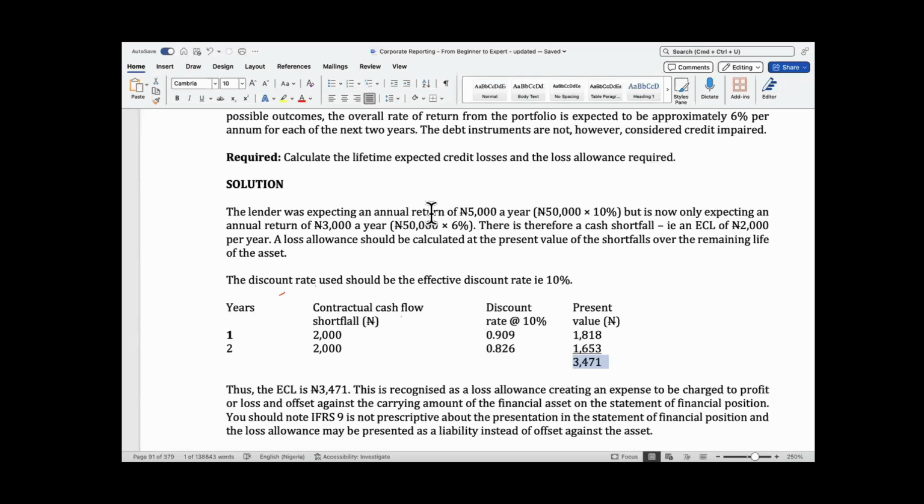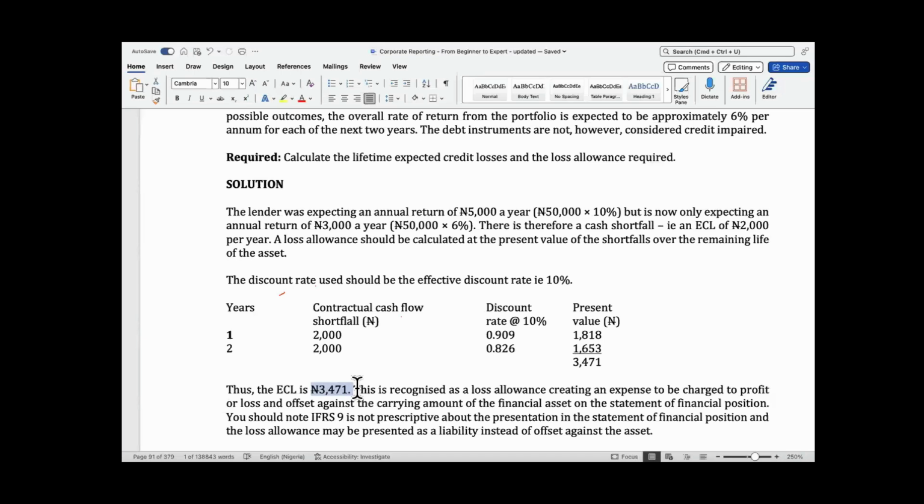So you discount all those losses because we don't recognize future losses. These are future losses. It's not like we have lost it. We are just expecting that we will lose it. So we don't recognize future figures in our books. So we discount them to present value. That was the value of that loss today, which is what you do with present value. And with this now, we're going to recognize this 3471 in our books as a loss.